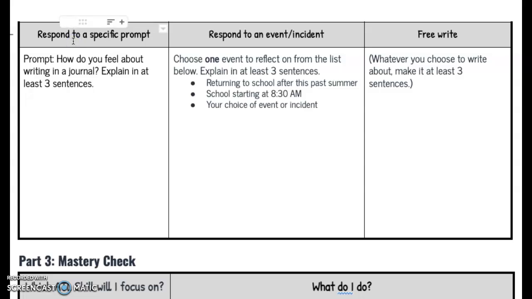One, respond to a specific prompt. Two, respond to an event or incident. And three, free write. Each one has a specific prompt or bit of information for you to respond to. You'll note that each one says explain in at least 3 sentences. So all of these prompts will tell you to write at least 3 sentences. Pause the video now and respond to these practice questions here.